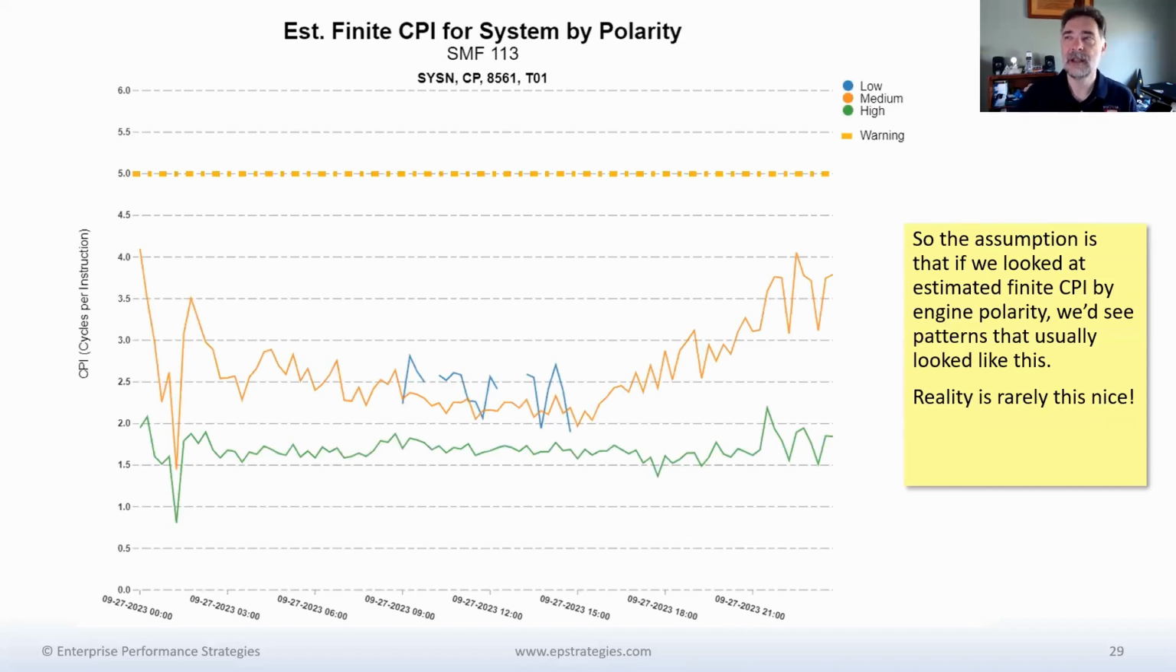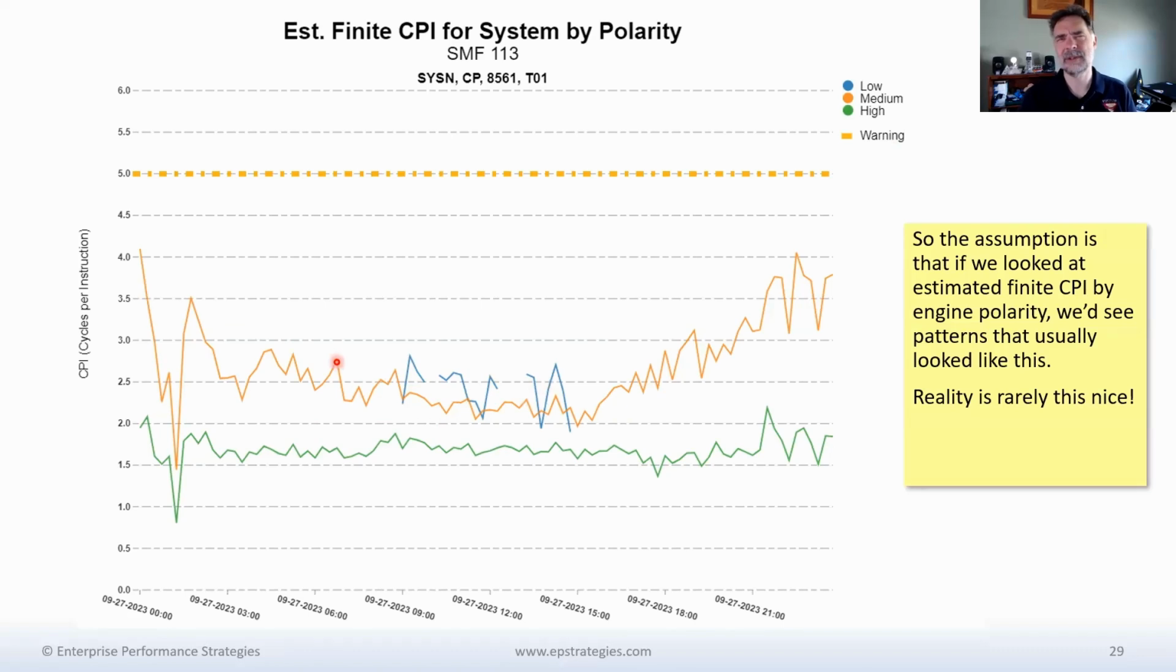In this case, we're looking at the estimated finite CPI for this particular system. I guess this one is SYSN. It's running on a z15, and we've summarized the different processors by their polarity, right? So we have a low pool, one or more low pool, medium, and high pool processors, and this is just the average of the estimated finite CPI across those. And remember, lower is better. And in fact, the high pool processors down here have a lower estimated finite CPI. So yay, that matches our expectation. And notice it's a significant difference between the vertical mediums and the vertical low here.